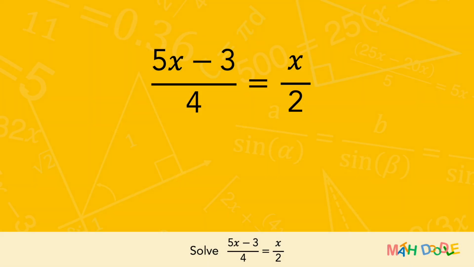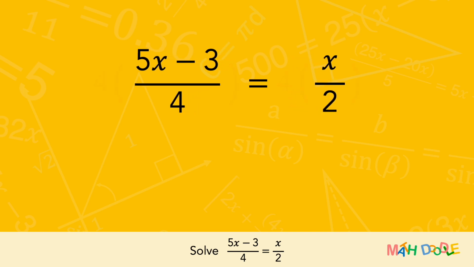To solve this equation, let's first clear the fractions. So, we are going to multiply both sides of the equation by the least common denominator of all the fractions, which is 4 in this case. Then, let's simplify each term.